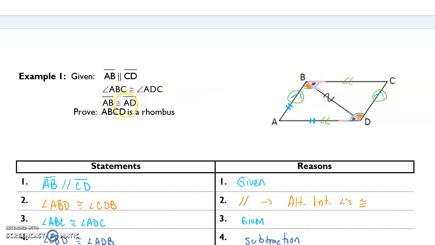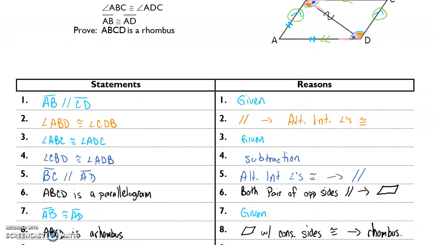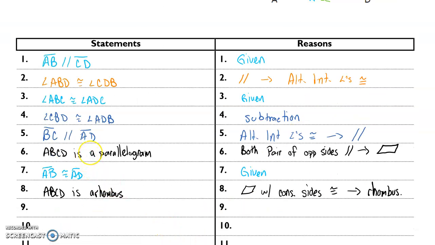I have one more given though. AB is congruent to AD. Read carefully. AB and AD are consecutive sides. I have a parallelogram. My consecutive sides are congruent. That makes it a rhombus. Okay. All right.